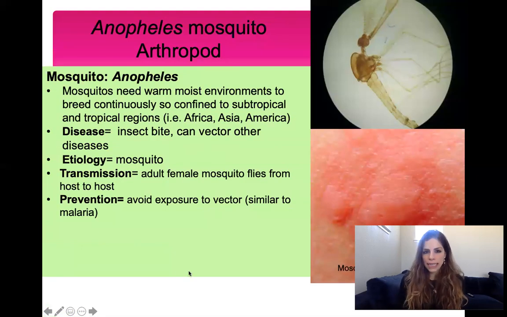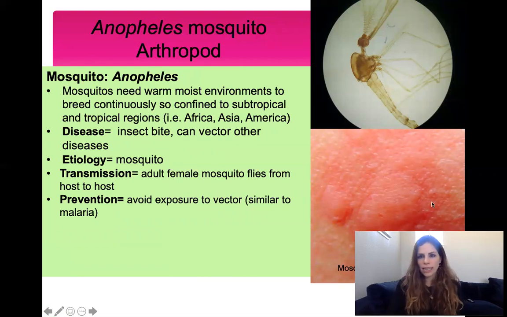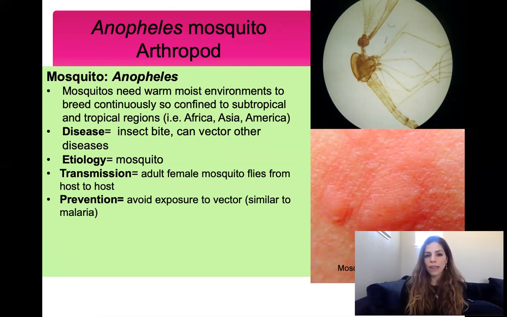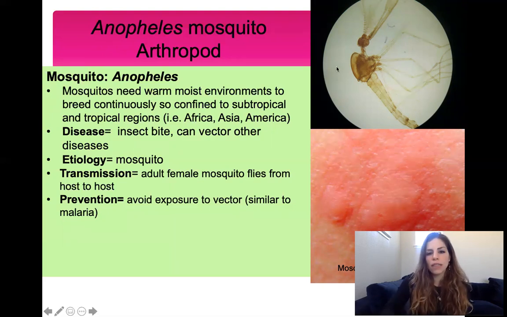The Anopheles mosquito causes insect bites. So I think everyone is familiar with what an insect bite looks like. This is the Anopheles mosquito. They need warm and moist environments. This is why they're very common in tropical and subtropical regions in Africa, Asia, America, warm regions. They cause insect bites, but we're more concerned with them being vectors for disease. So the Anopheles mosquito is a vector for malaria, for Plasmodium, the protist which causes malaria. And the prevention of this is to avoid exposure to the vector.